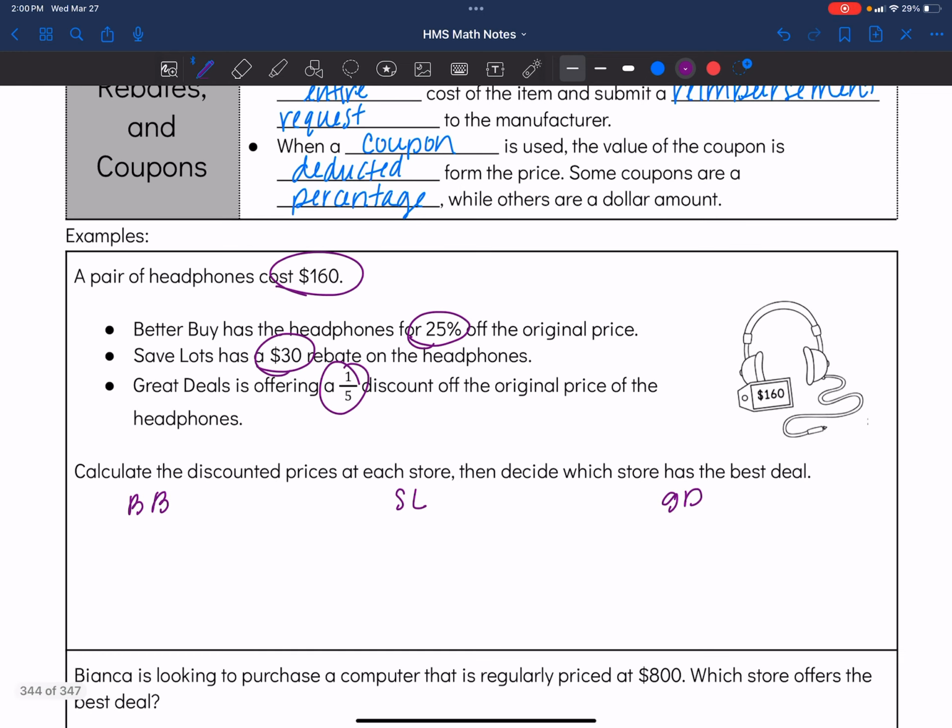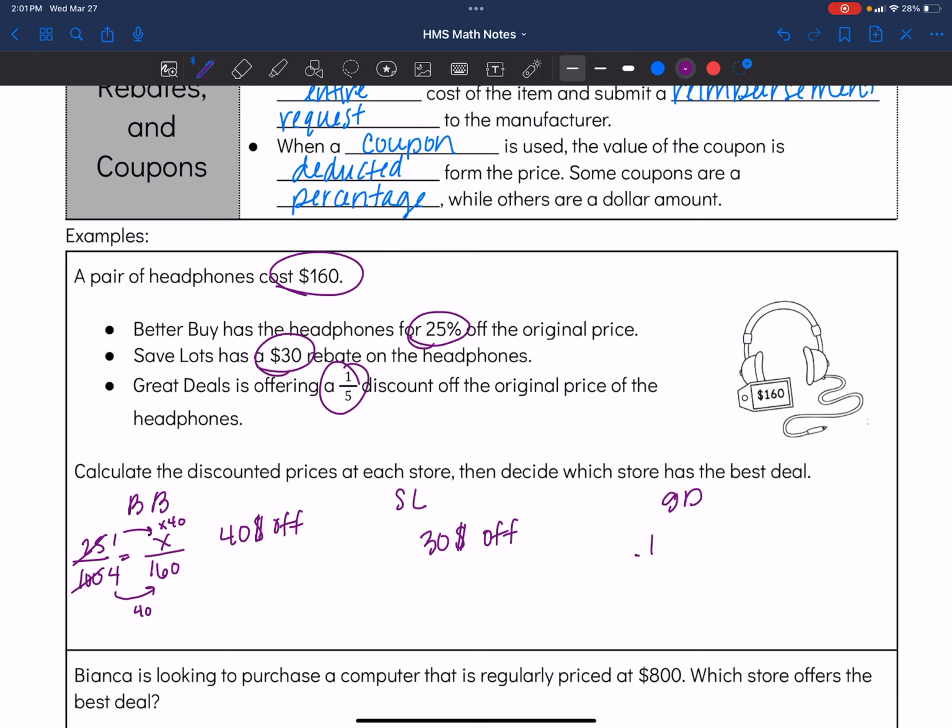So Better Buy, 25% off. I can find what is 25% out of 160 and then subtract. So 25 out of 100 equals what out of 160? I am going to reduce this just to make my life easier by 25. And then I know I can just multiply by 40. Therefore, my answer is 40. So this is $40 off. All right, Save Lots has $30 off, right? Because the rebate is $30. So far, Better Buy is a better deal because 40 is more than 30.